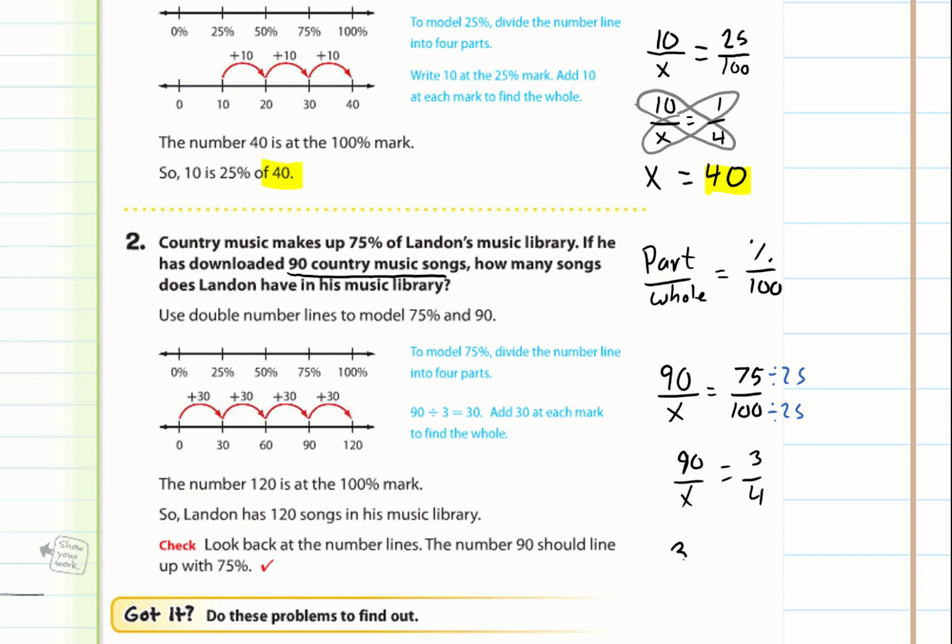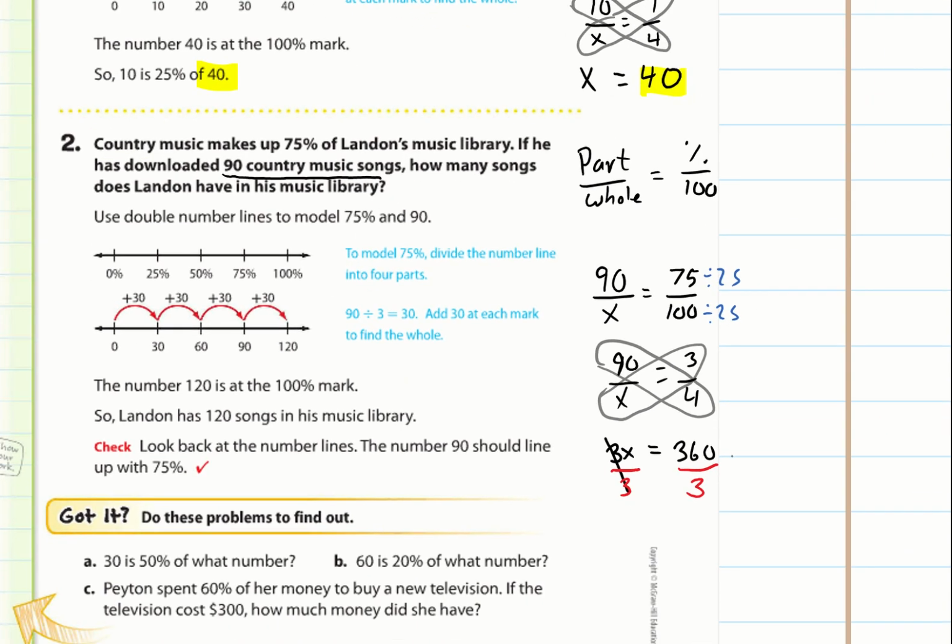So x times 3 equals 3x. 90 times 4 equals 360. Now we have 3x, we have to get rid of the 3, and this is going to be called inverse operations. So instead of doing 3 times x, we're going to do the opposite. We're going to divide by 3 to get rid of the 3. Because 3 divided by 3 equals 1. So those cancel. 360 divided by 3 is going to be 120. So x equals 120 songs. And when we look at the book answer compared to our answer, we get the same one.